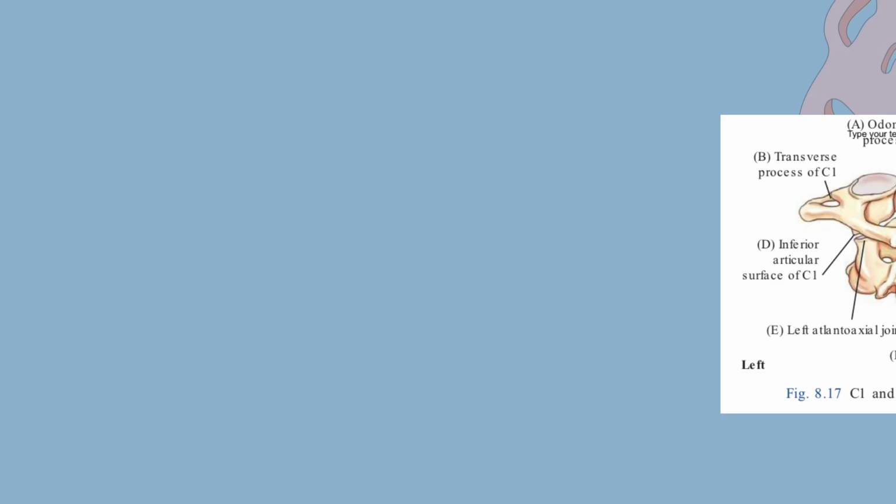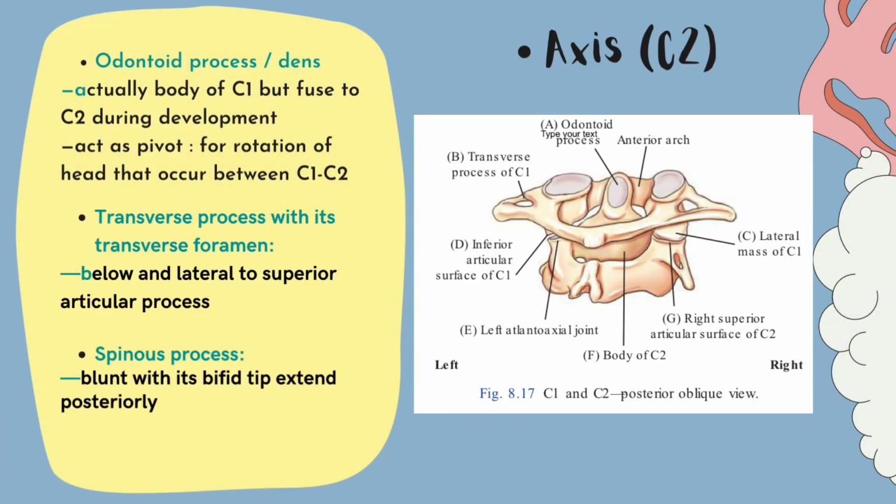For the axis C2, the odontoid process or dens is actually the body of C1, but it fused to C2 during development. It acts as a pivot for rotation of the head that occurs between C1 and C2. The transverse process with its transverse foramen is below and lateral to the superior articular process, and the spinous process is blunt with its bifid tip extending posteriorly.